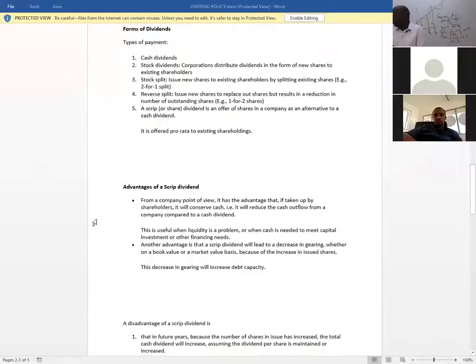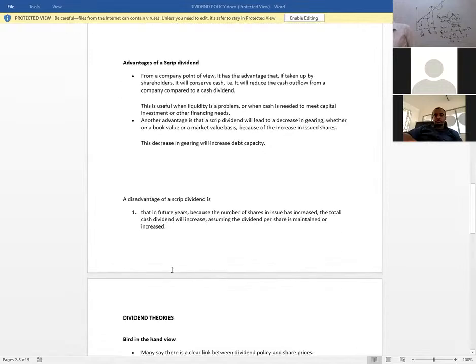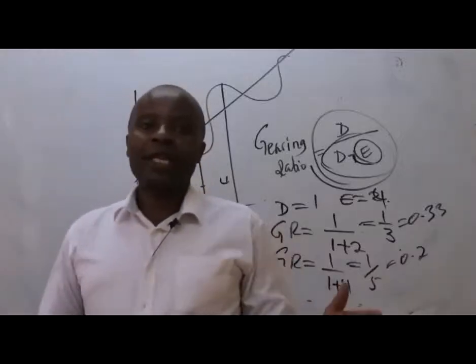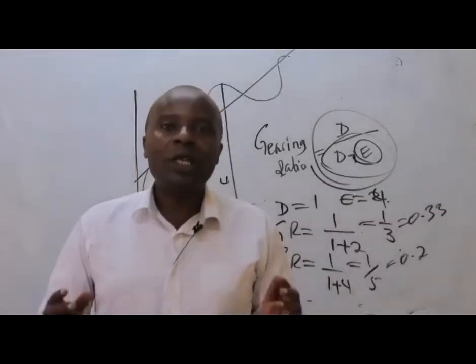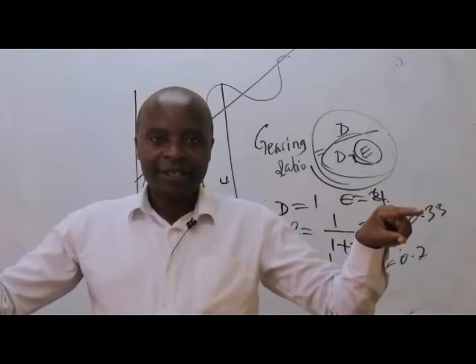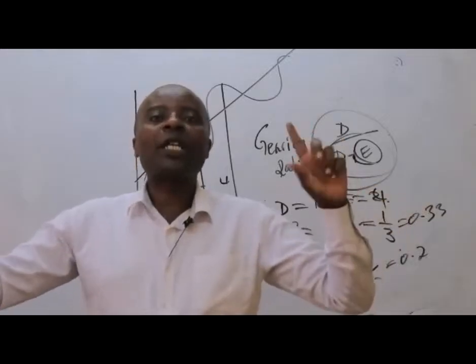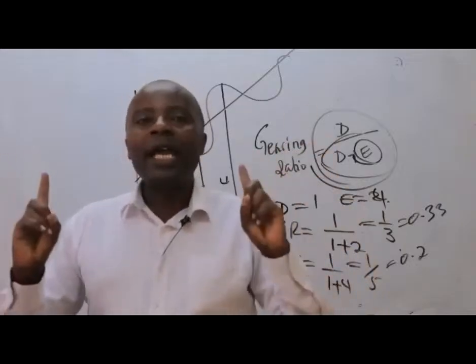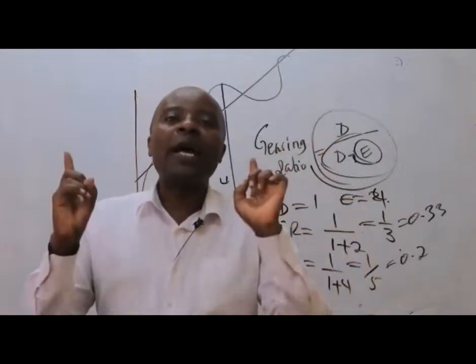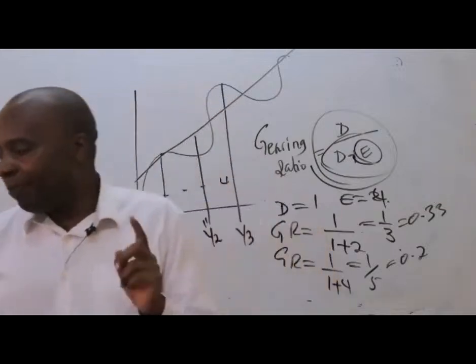So we are told, ladies and gentlemen, the first advantage here is that we are conserving cash. The second advantage is a decrease in gearing. The biggest disadvantage of scrip dividend is that when you are giving out shares, at the end of the day we shall have so many shares on the stock exchange. So we expect to experience what we call dilution of our EPS.